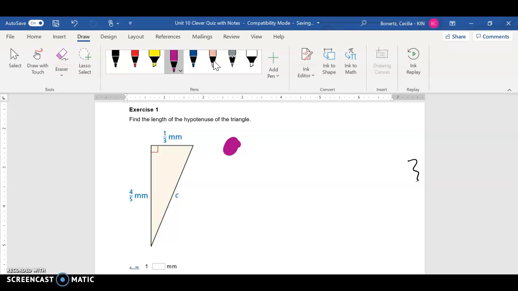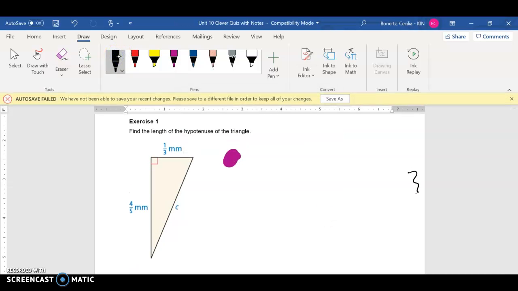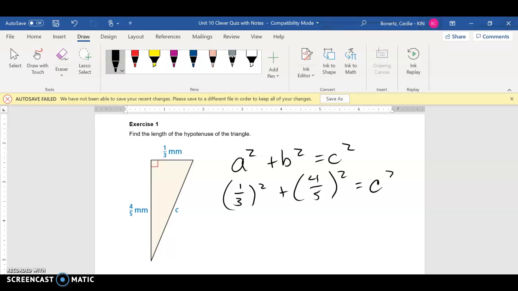theorem, and I need a pen that's skinnier than that. So it's going to be a squared plus b squared equals c squared. A is 1/3, b is 4/5, and c is what we're going to figure out. So 1/3 squared is 1/9, 4/5 squared is 16/25, and that's going to equal c squared.